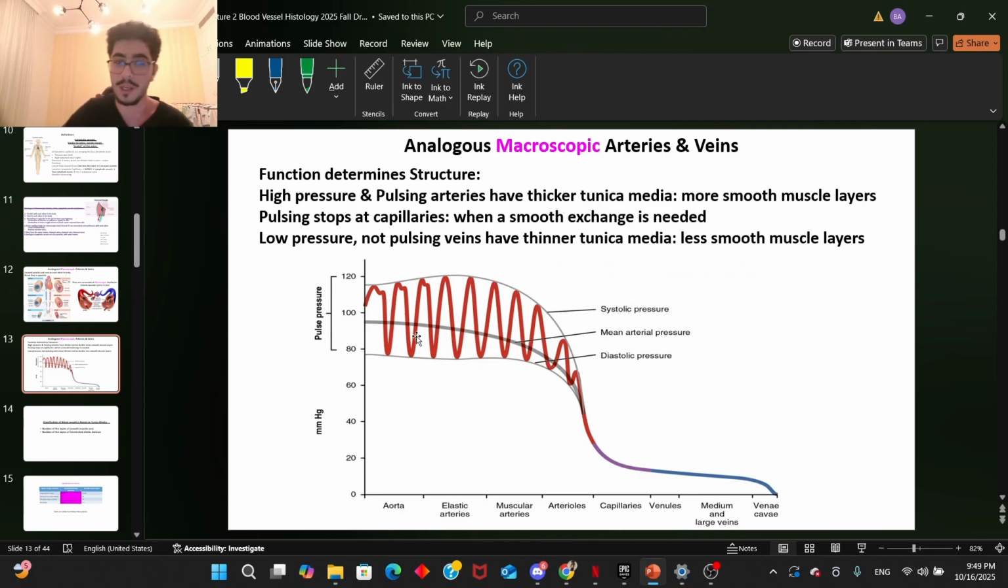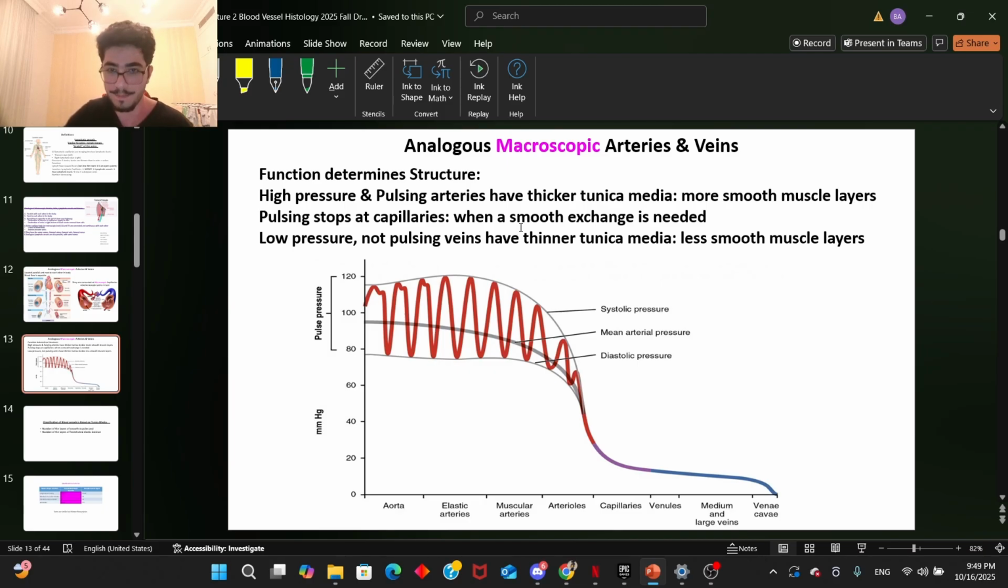The reason the blood flow in the capillaries is very little is that pulsing stops at the capillaries, right? The capillaries have no tunica media. They have no smooth muscle. So the pulse stops in the capillaries, and the blood flow is really slow. And this is important for one thing: efficient exchange of gas and nutrients.